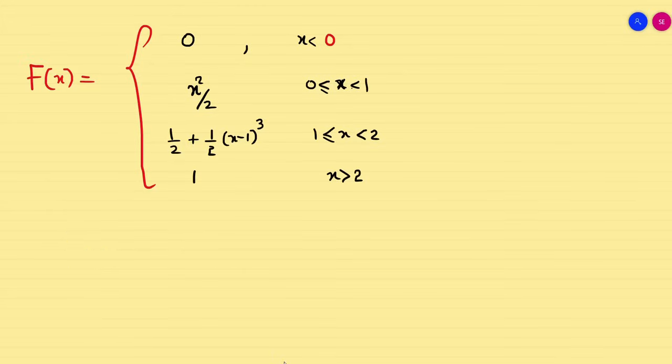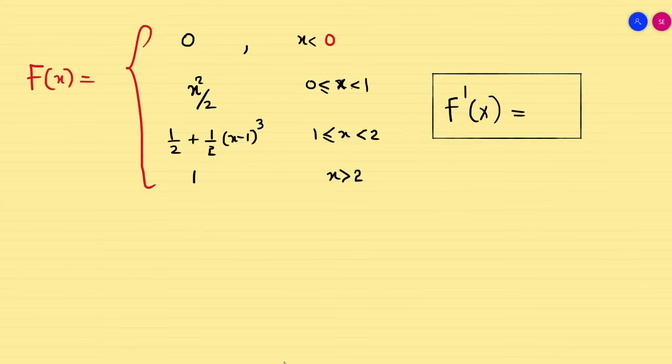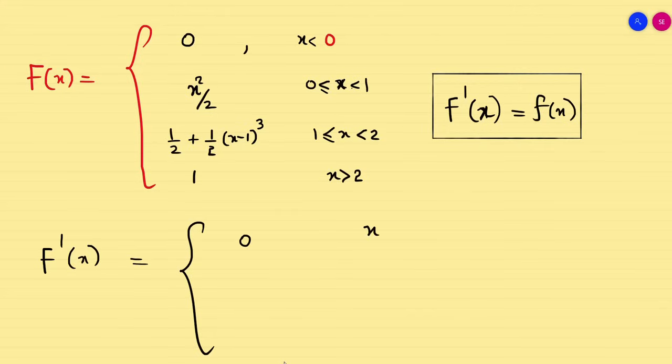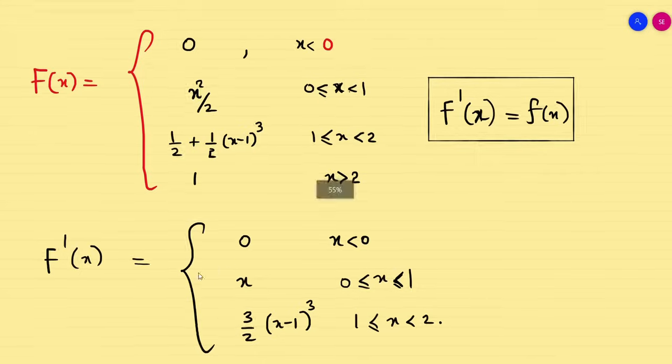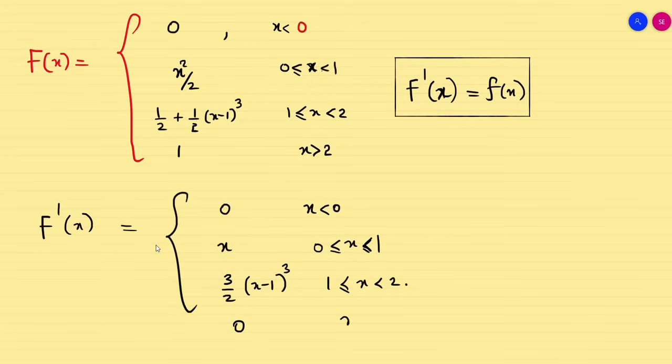There is a classical result again, the relation between CDF and PDF. If you know the relation, then in examinations you can easily check it. So what is the relation? Capital F dash of x is always equal to small f of x. So what I'm going to do is differentiate this and let us see what I get. This part is 0 when x is less than 0. Then when I differentiate 2x by 2, I'll get x, when x lies between 0 and 1. When I differentiate this, I'll get 3 by 2 x minus 1 whole cube, for 1 less than or equal to x less than 2. Then when I differentiate 1, it's going to be again 0, when x is greater than 2.